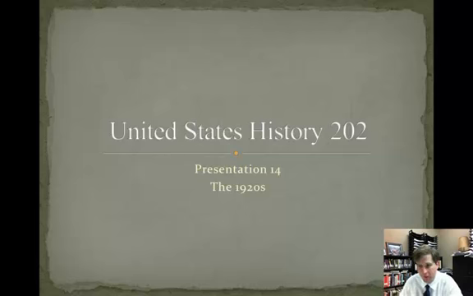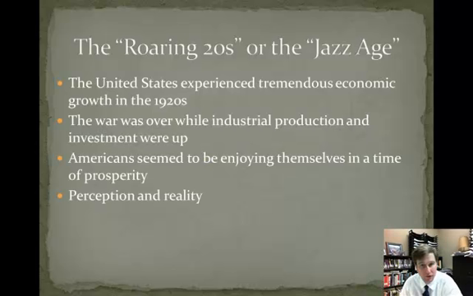But we'll talk about some of the major issues, social issues, cultural issues, other things going on in the 1920s, some political issues. So this is an interesting presentation, primarily because you have a situation in the 20s, which I'll talk about with this slide, where you have the image of the 20s being the roaring 20s or the jazz age. And that's partly true. I mean, the United States was experiencing tremendous economic growth in the 1920s. World War I was over, industrial production and investment were up, and Americans seemed to be enjoying themselves in a time of prosperity.